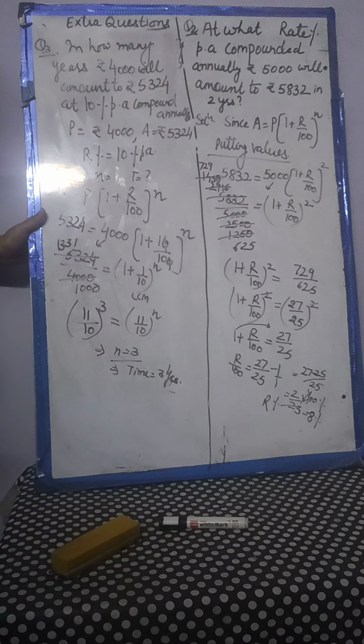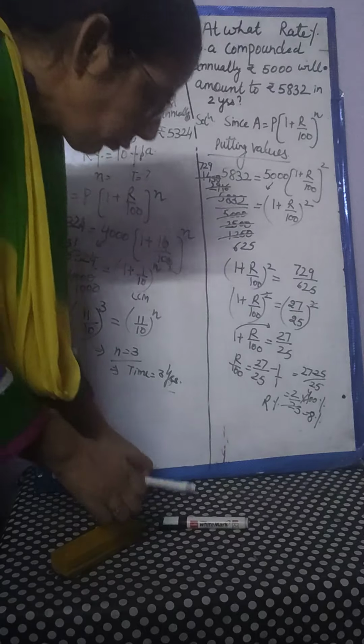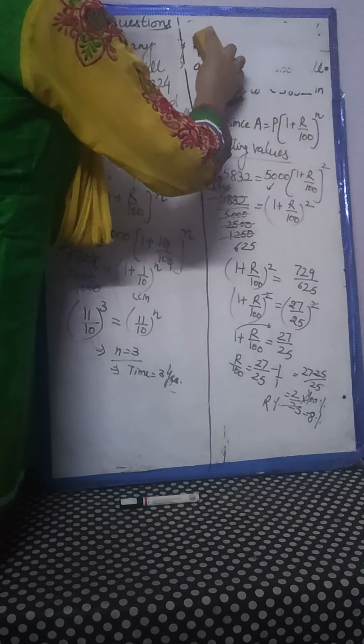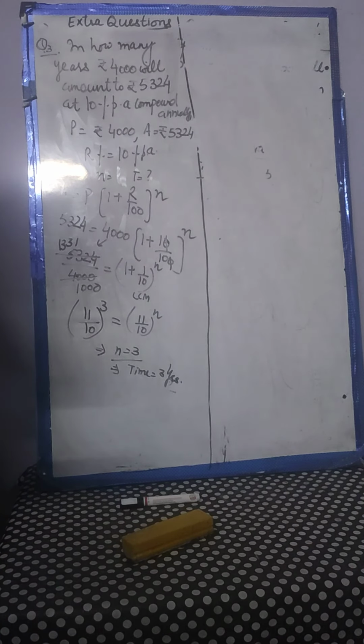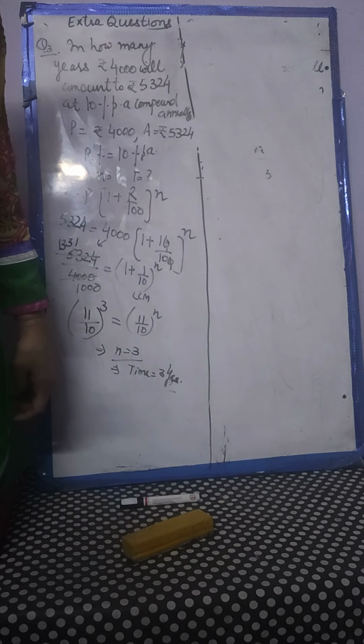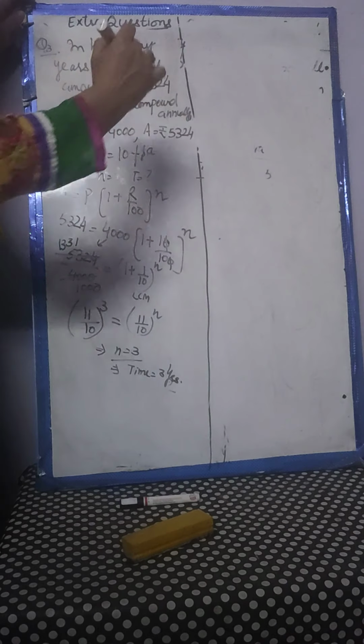I hope you have understood this question also. Now let us do question number 4. What is the question number 4 here? Just read it out. Tell your answers. Question number 4 is, how much will rupees 25,000 amount to in 2 years at compound interest if the rate for the successive years is 4% and 5%.